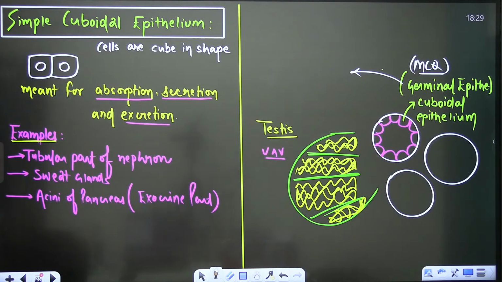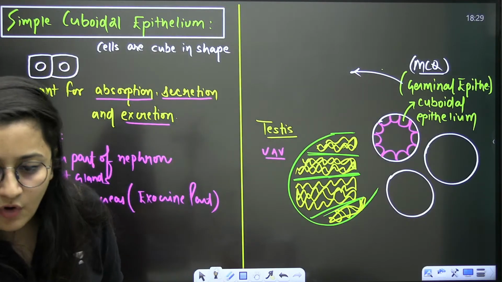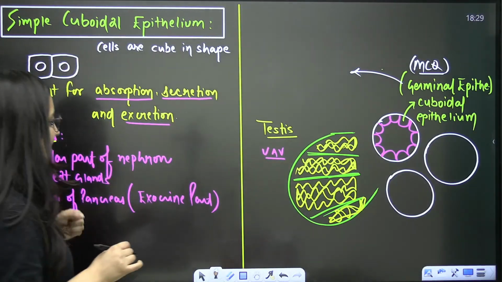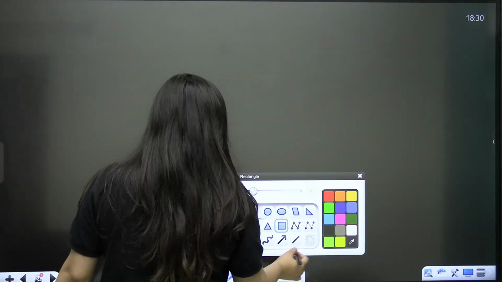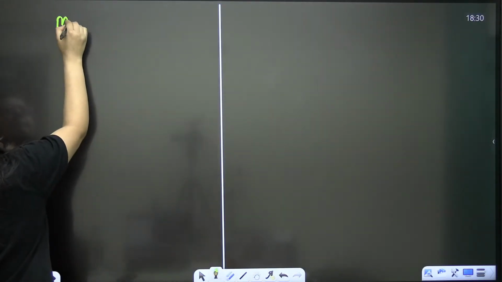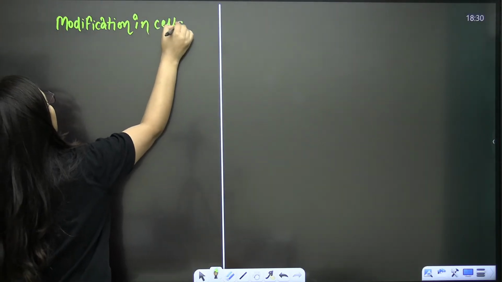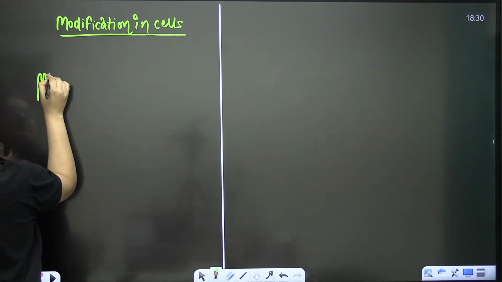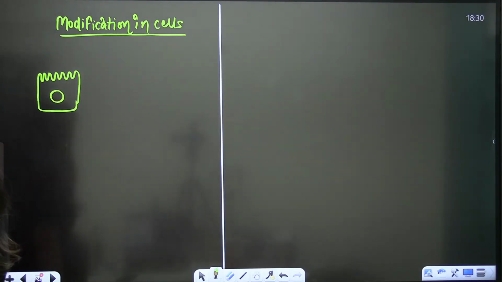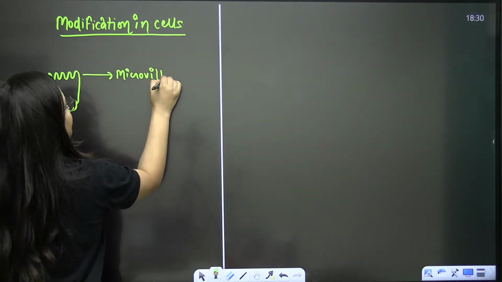Now, as I said, we will see some modifications in the cells. Let me explain it. Let's say this cuboidal cell contains finger-like processes on one side. These are the microvilli, right?